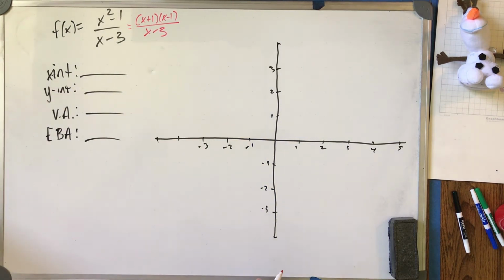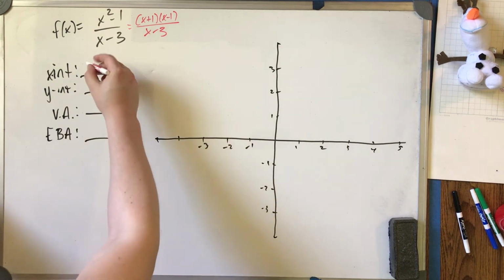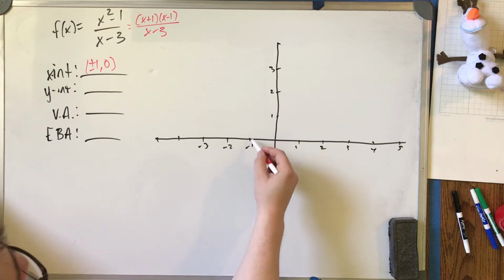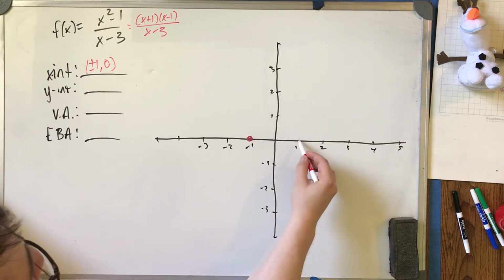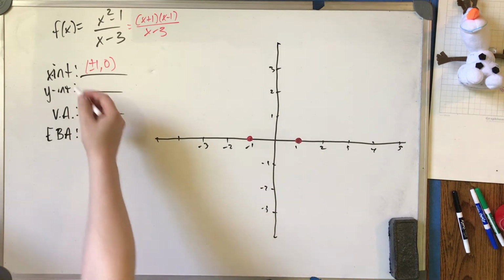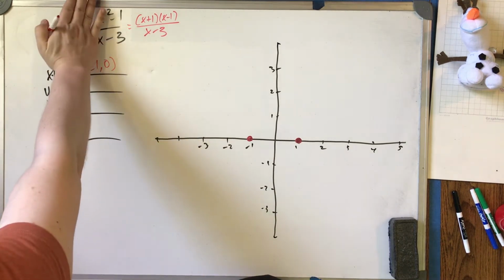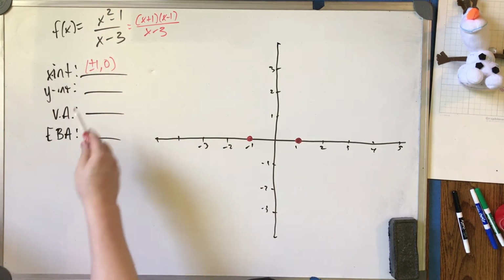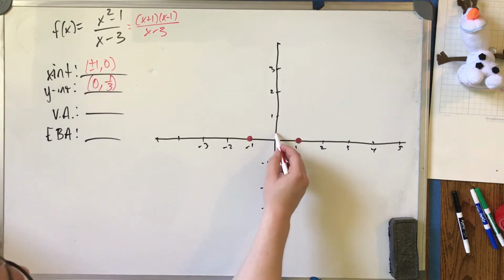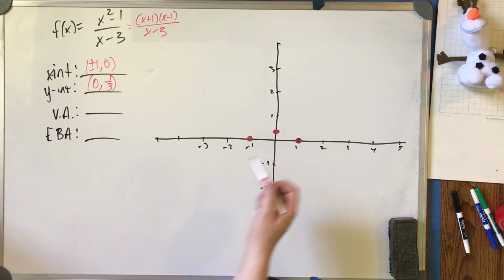For the x-intercepts, that's when we set the numerator equal to 0. So I'm going to get plus or minus 1 comma 0. And I'll just come over here and plot those points here and make my red marker no longer red. Super. For the y-intercept, I'll let x equal 0, so we're going to get negative 1 over negative 3, so that's going to be a positive 1/3, so I'll just estimate that as around there.